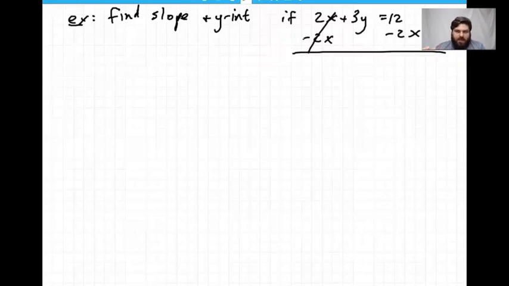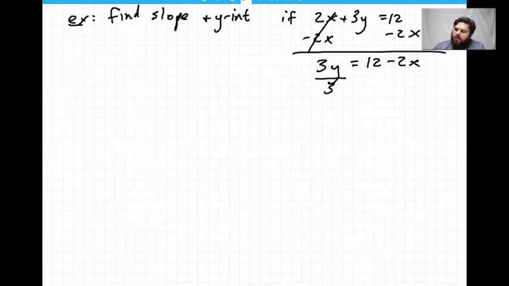2x minus 2x is 0. That leaves me with 3y. Now over here, I can do 12 minus 2x. Sometimes if the 2x is negative, we put it after the number, sometimes it's written before. It doesn't matter what order it's in. Whatever number is with the x is going to be the slope, and the number that's not with the x is going to be the y-intercept.